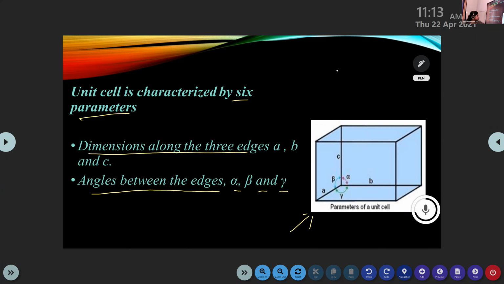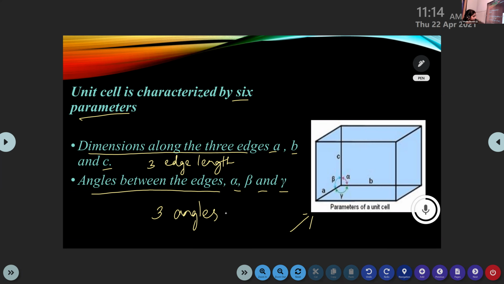This is clear for you? Okay, Ashwin, can you tell me which are the parameters used to characterize a unit cell? Dimensions along 3 edges A, B, and C. Then? Angles between edges alpha, beta, gamma. So A, B, and C are the 3 edge lengths, and along with that, 3 angles. So in total, 6 parameters.